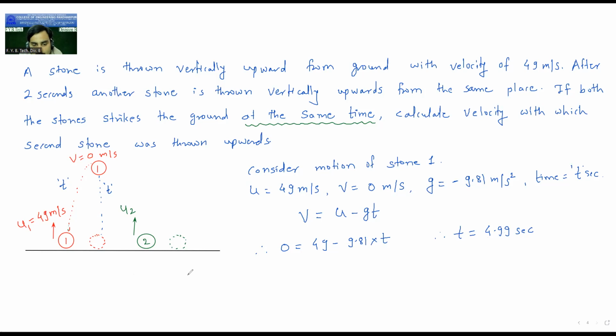So total time of the motion, what is the total time then? When you throw this ball, it will move up, it will go to a certain height, and from there it will again come to the ground. So this is the total time, and that total time will be the time required for the upward motion, that is 4.99, and after the velocity becomes 0, it will move to the ground. So again it is 4.99. So what is the total time? It is 9.98 seconds.